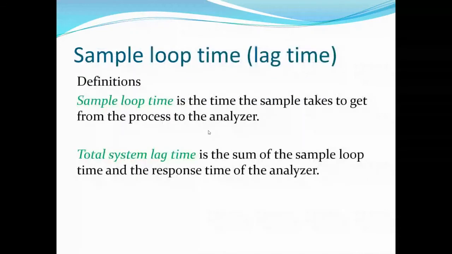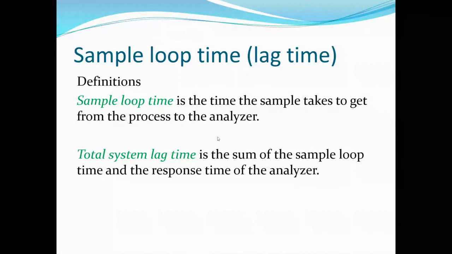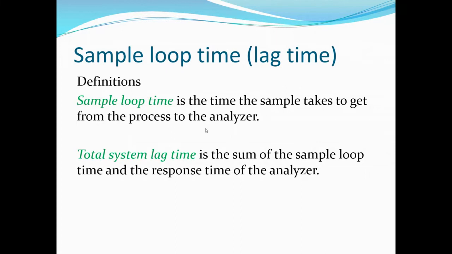Okay, so let's describe the importance of sample loop time. First, we'll define it. Sample loop time is the time it takes the sample to get from the process to the analyzer, as I said earlier. Total system lag time, another definition here, is the sum of the sample loop time and the response time of the analyzer. So we look at the processing time of the analyzer, really how long does it take to do its job to analyze the sample, and then the other component of that time factor is how long does it take to get the sample to the analyzer. And when we combine those two things, that's what the total system lag time is. Depending on the application, a short period of time may be necessary, a longer period of time may be tolerable. But it's our objective here to figure out when and where those types of situations would apply.